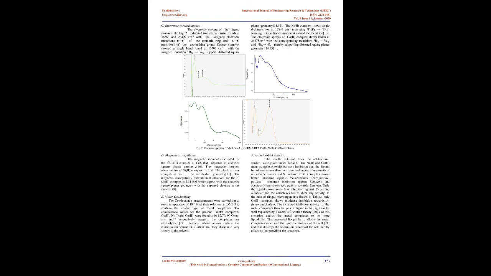The Schiff base shown in Fig 1 has its characteristic IR bands at 3144 cm⁻¹ (O-H), 1648 cm⁻¹ (CH=N), 1245 cm⁻¹ (C-O), 1572 cm⁻¹ (asymmetric COO) and 1349 cm⁻¹ (symmetric COO).